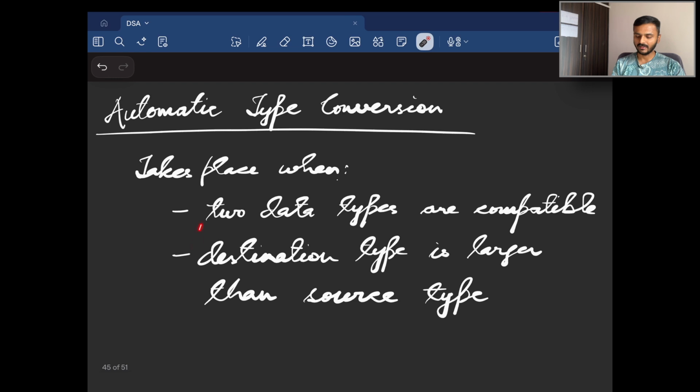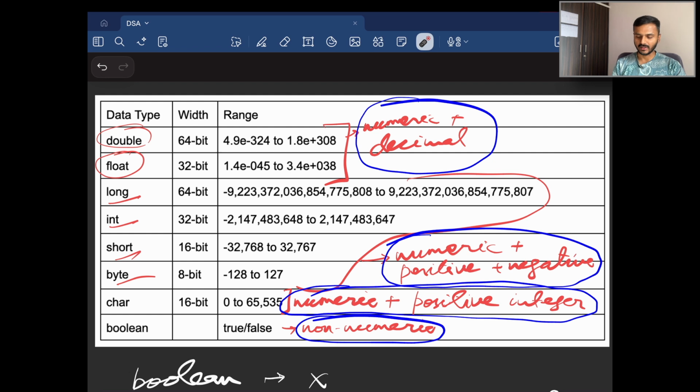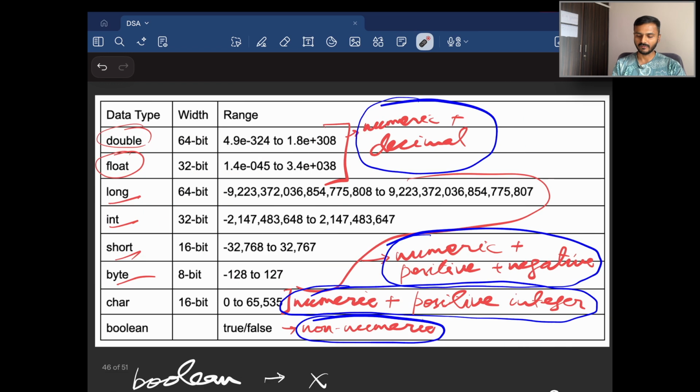Now coming to the second point, we see that the destination type is larger than source type. And the discussion that we have over here tells us what this means. For example, if I take source as say int and destination as byte, is byte larger than int? No, right? And when I say larger, what I'm referring to is width and range, of course, because width determines range. Again, I'm not going into the details of why and how width determines range, but I've discussed this in a video which you can access by clicking the card that is appearing on the top right corner of your screen right now.